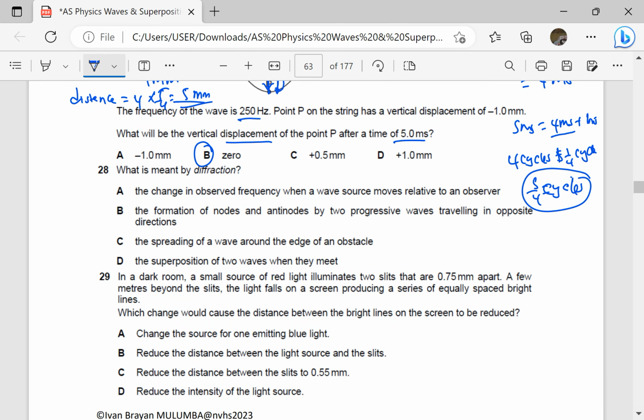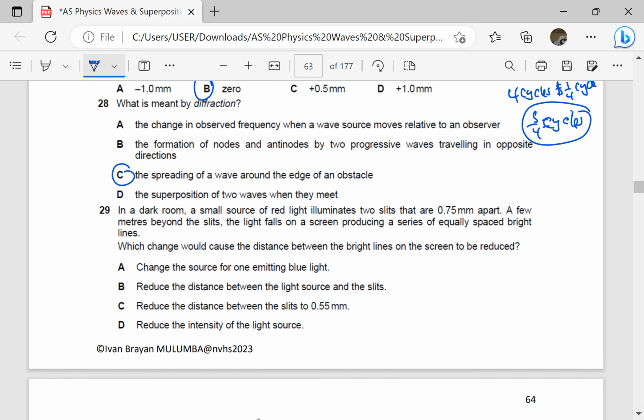Okay. What is meant by diffraction? Of course, diffraction is spreading of a wave into regions of geometrical shadow. So spreading of a wave around the edge of an obstacle, that is diffraction.